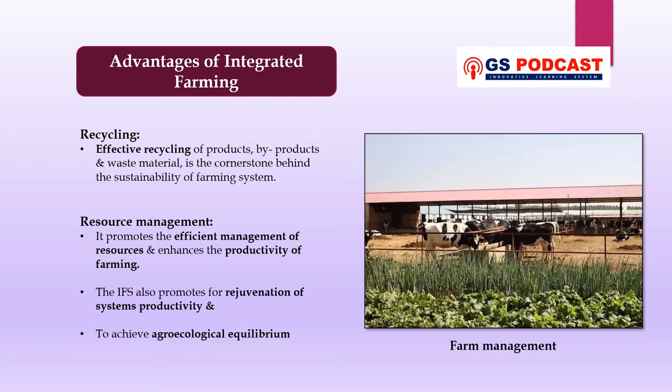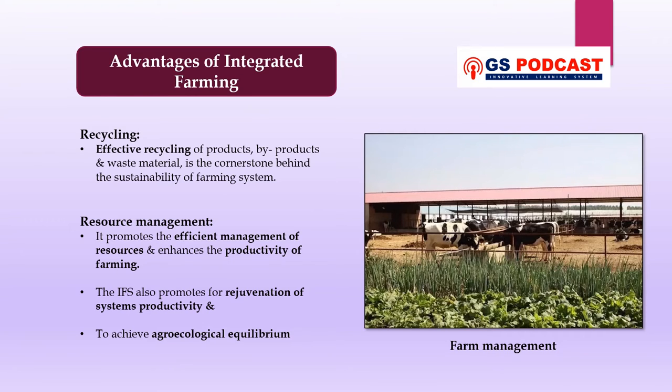Now fourth one is recycling. So effective recycling of products, byproducts and waste materials in the integrated farming system is the cornerstone behind the sustainability of the farming system, as it ensures reduced dependency on the external inputs like fertilizers and pesticides.